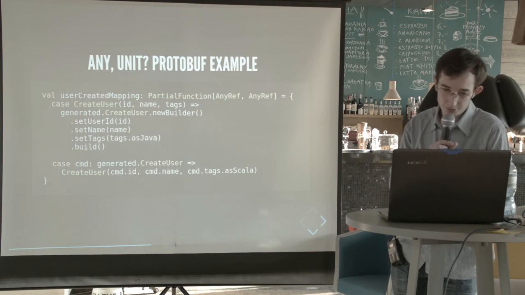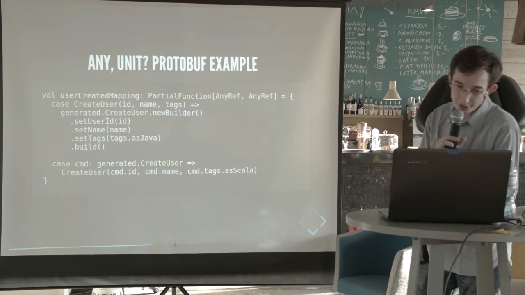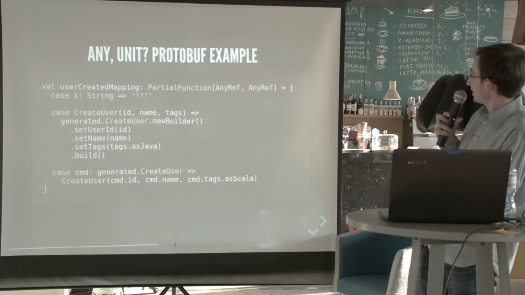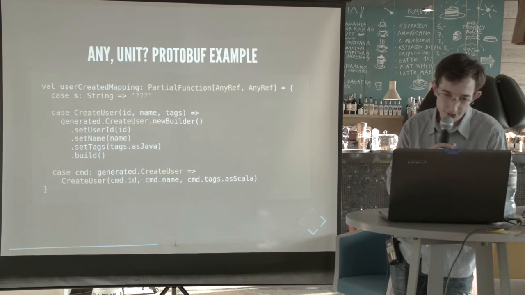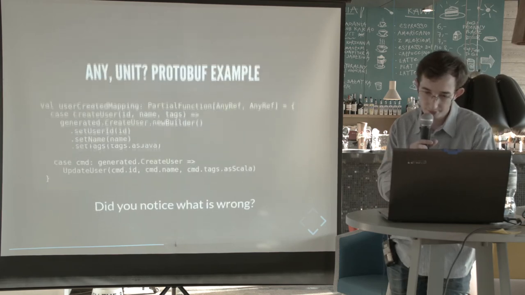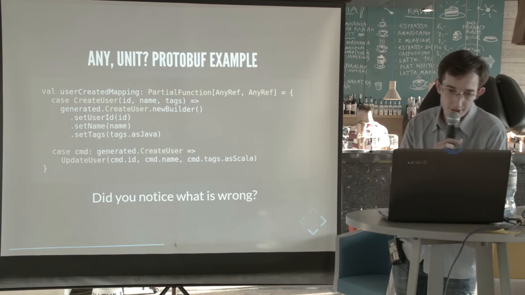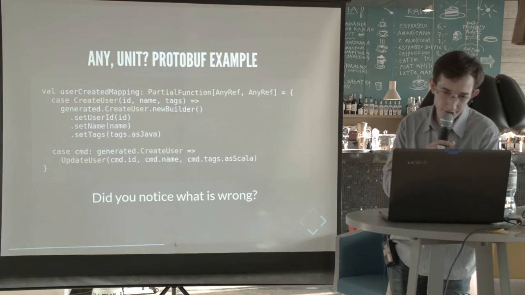What's wrong with this code? To be honest, it looks like JavaScript. You can place one more case to the partial function and compiler will say that it's just fine, no problem. For example, like here. The problem may arise when this will happen. Incorrect type is returned because there is no type check. Similar here.